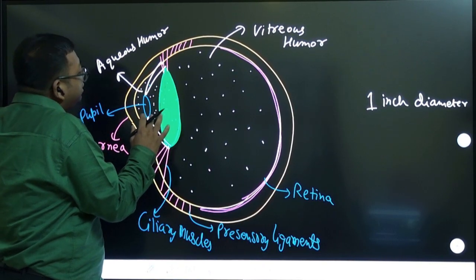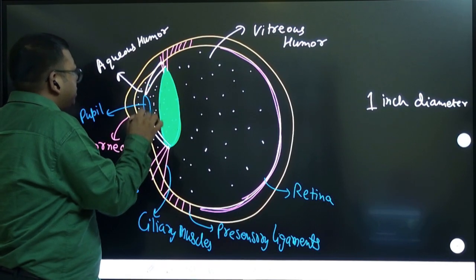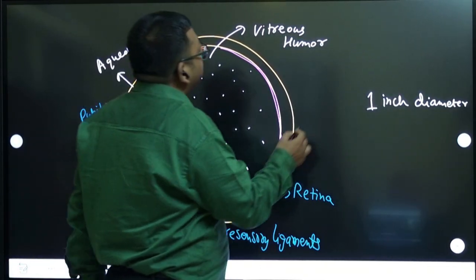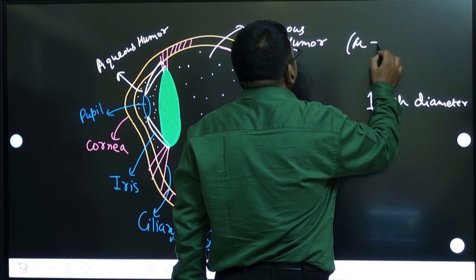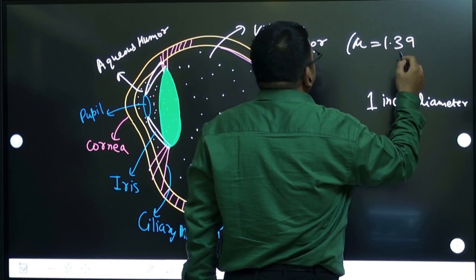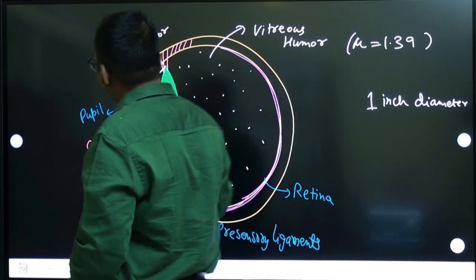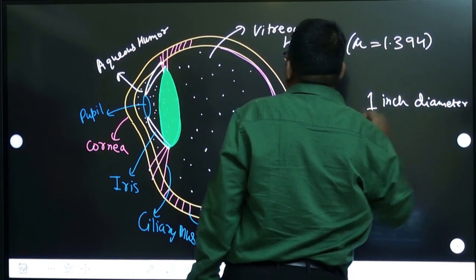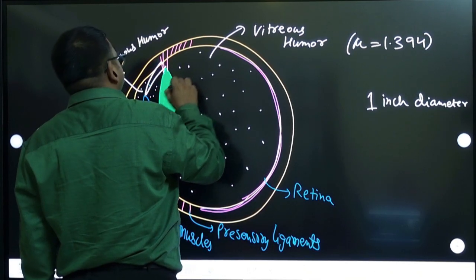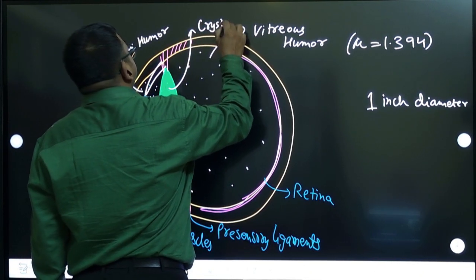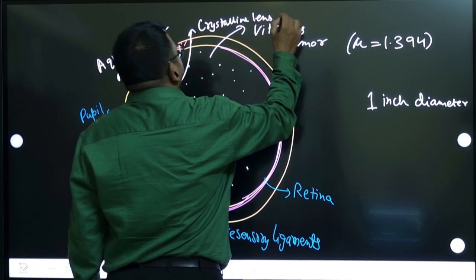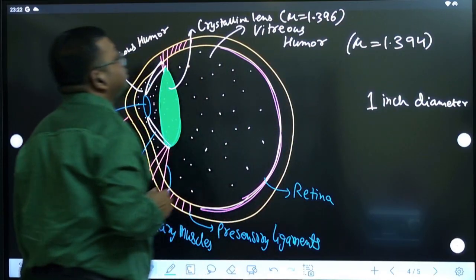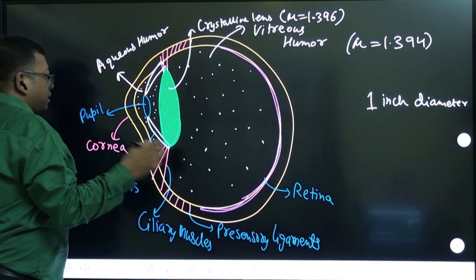And as the light enters, it will go through the aqueous humor, which is like a liquid medium, and the vitreous humor. The refractive index of the aqueous and vitreous humor is nearly 1.39, about 1.394 or something. But the crystalline lens refractive index is nearly 1.396, a little bit higher than that.